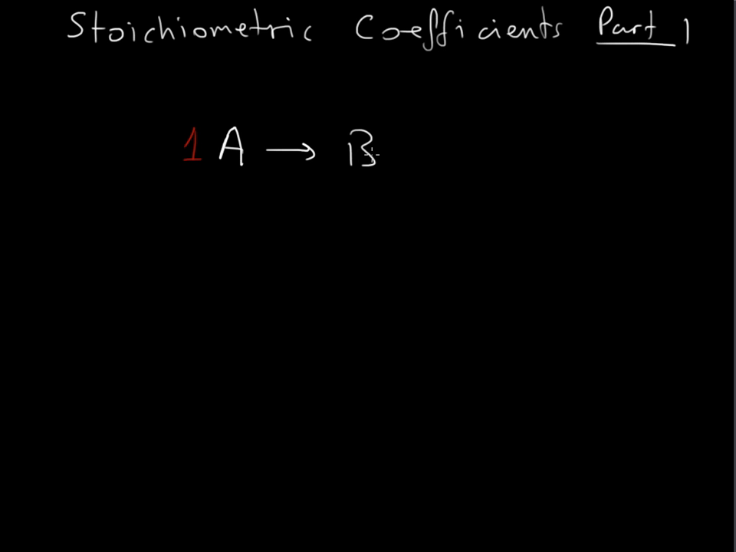So these are the little numbers that appear in the front. If there are no numbers, the implication is that the stoichiometric amount is 1, but I'll put them in here explicitly just to show you. So this just tells us that 1 molecule of A is transformed to 1 molecule of B.